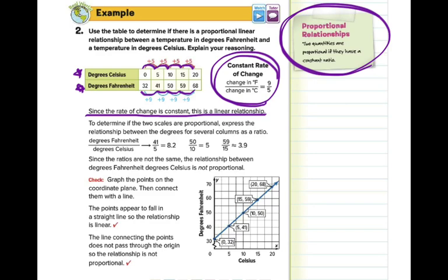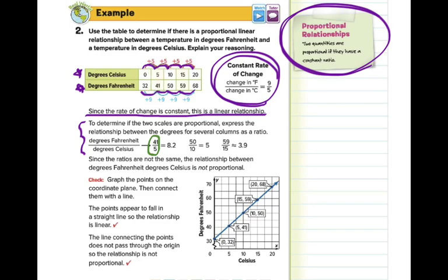Okay, now to determine if they're proportional, remember proportions are ratios. You looked at proportions and ratios in previous grades. Now we're applying that to these situations. So, next paragraph. To determine if two scales are proportional, express the relationship between the degrees for several columns as a ratio. Okay, so here's what we did. I'm going to try to color code this for you. So, 41 over 5. We looked at this piece right here. So now we're directly looking at the x and the y and the relationship that the x and the y's have.